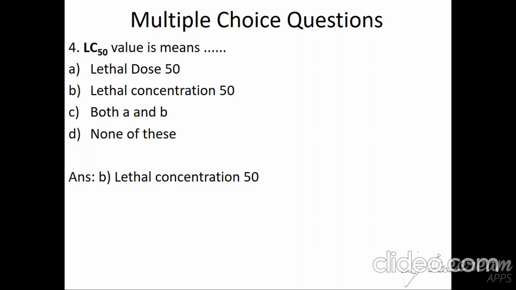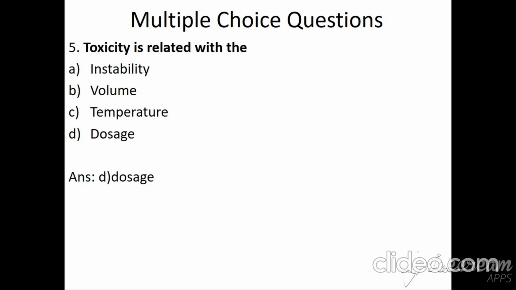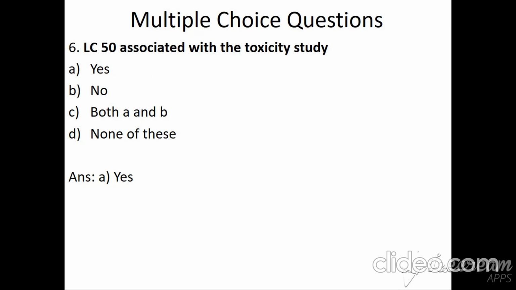LC50 value means lethal dose 50, lethal concentration 50, both A and B, or none of these. The correct answer is lethal concentration 50. Toxicity is related with the instability, volume, temperature, doses. The correct answer is D, that is doses. Is LC50 associated with toxicity studies? Yes, no, both A and B, none of these. The correct answer is yes. It is associated with the lethal concentration 50.